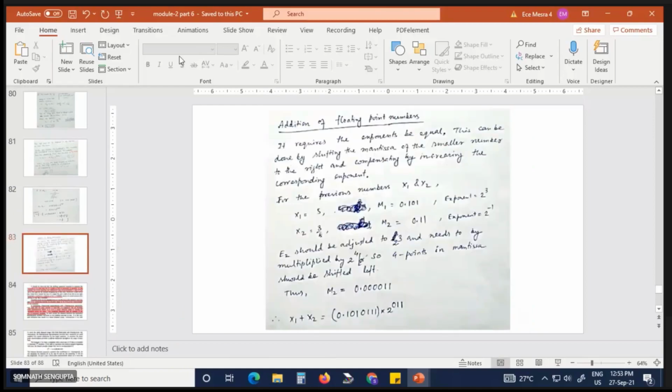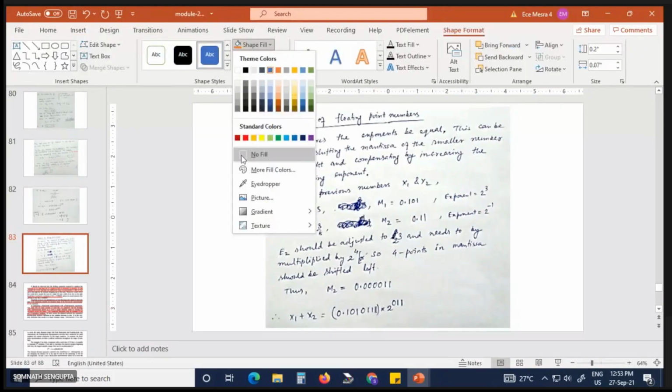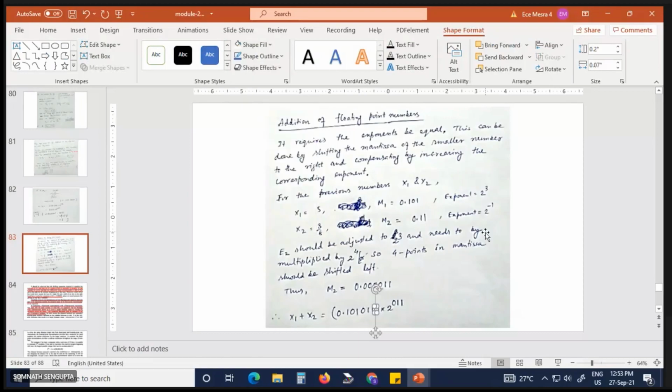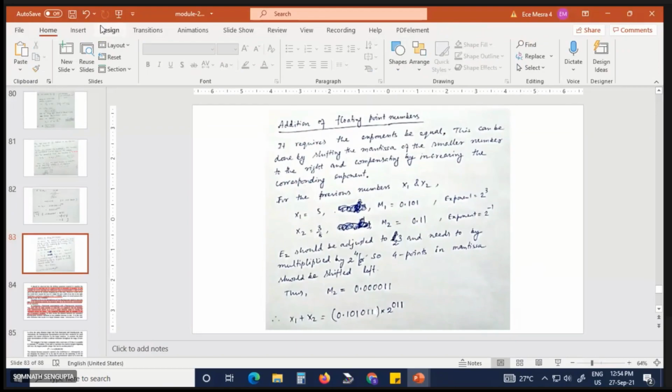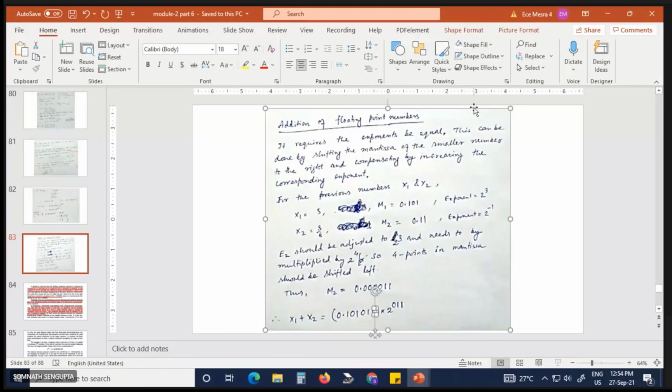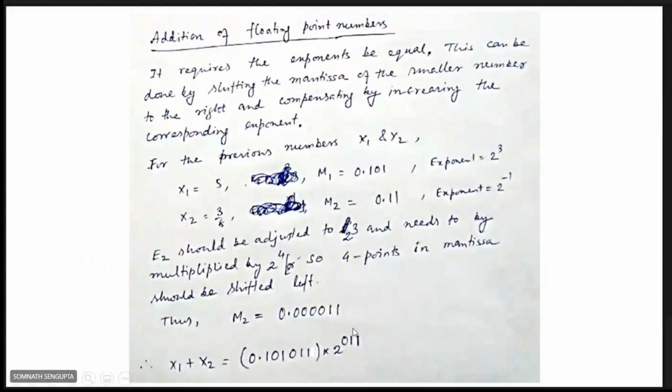Let me correct it. Here this one should not be there. So 0.101 would be added with 0.000011.